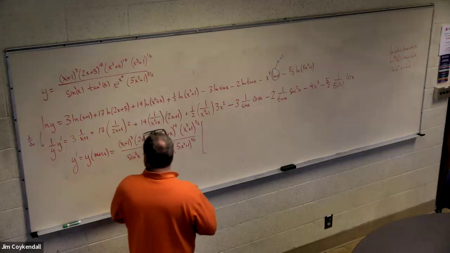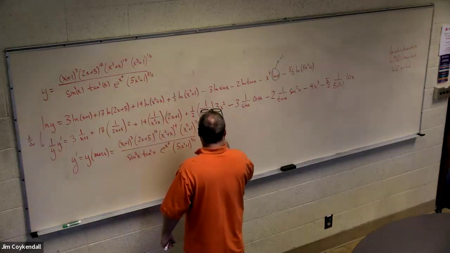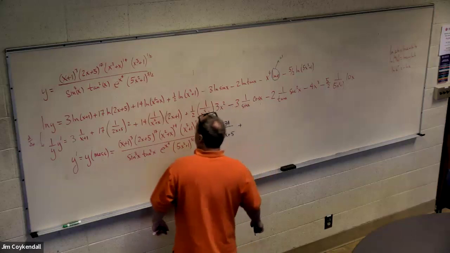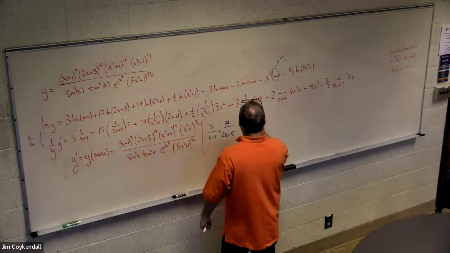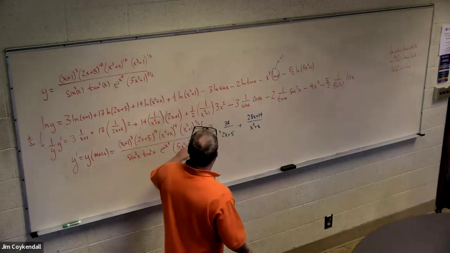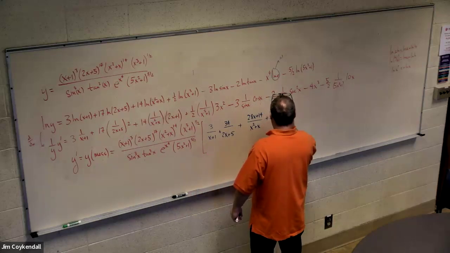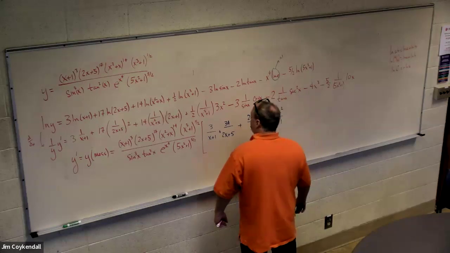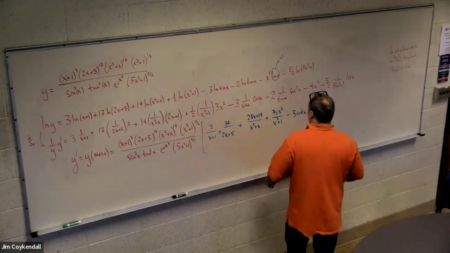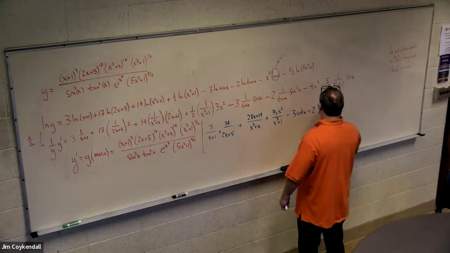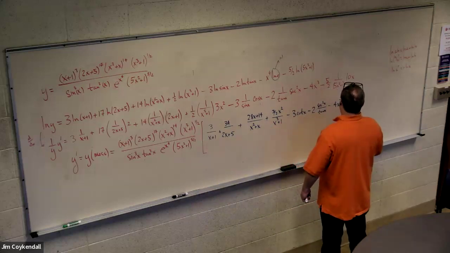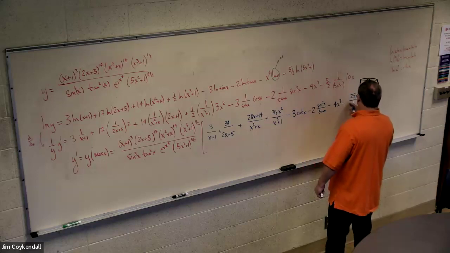times the mess down here, which I'll simplify to the formula that I get: 3 over x plus 1, plus 34 over 2x plus 5, plus, I guess it'll be 28x plus 14 over x squared plus x, plus 3 halves x squared over x cubed plus 1, minus 3 cotangent x, minus 2 secant squared x over tangent x, minus 4x cubed, minus 25x over 5x squared plus 1.